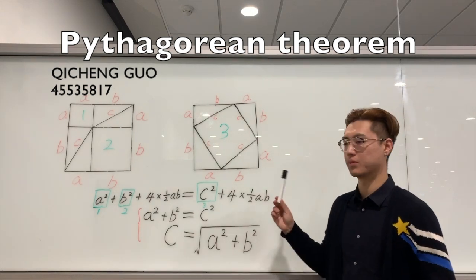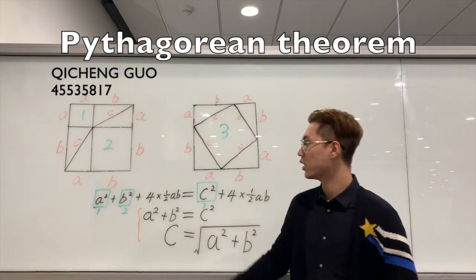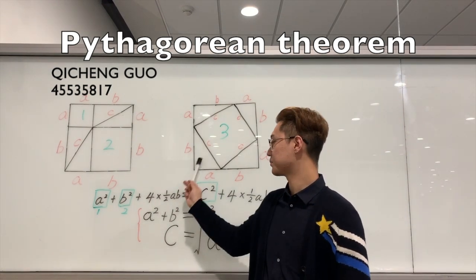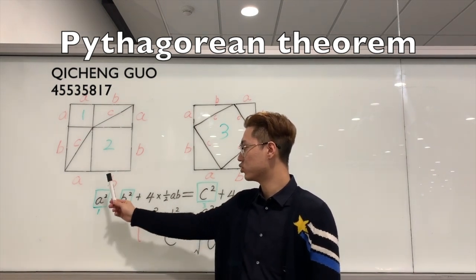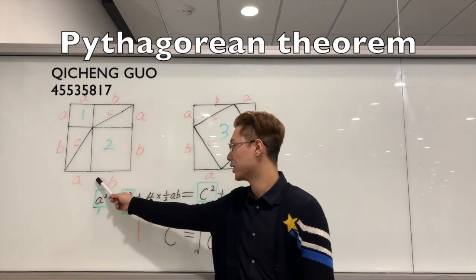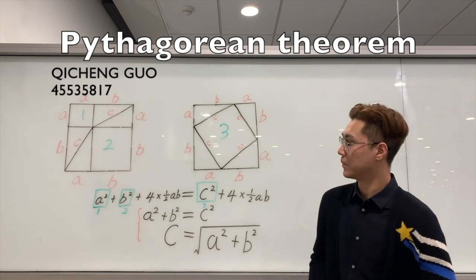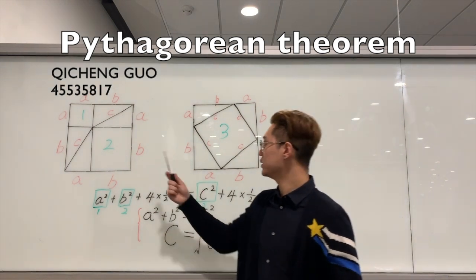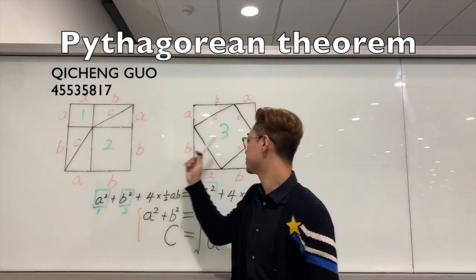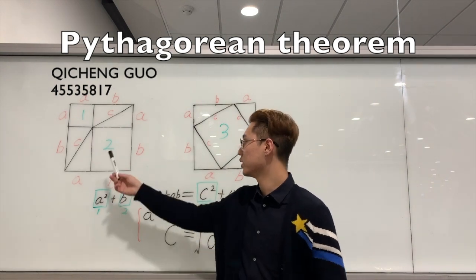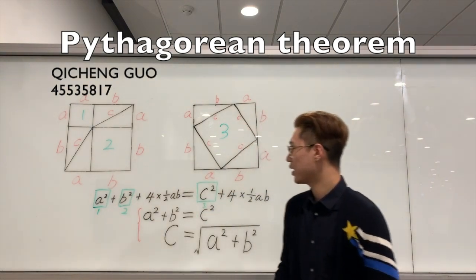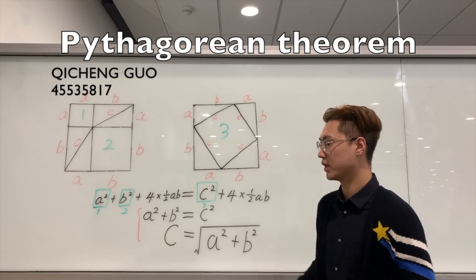Okay, let's move to part B, the first method. Here we have 2 big squares, and these 2 big squares have the same side, A plus B. It's not hard to see. There are 3 smaller squares, 1, 2, 3, and 4 identical triangles in these 2 big squares. And based on these 2 big squares, we get an equation.